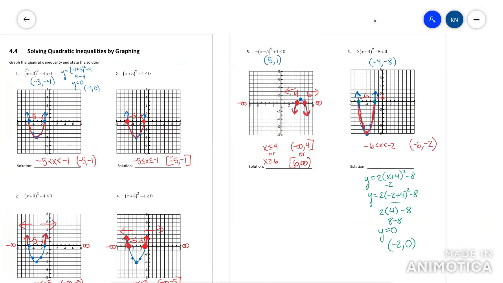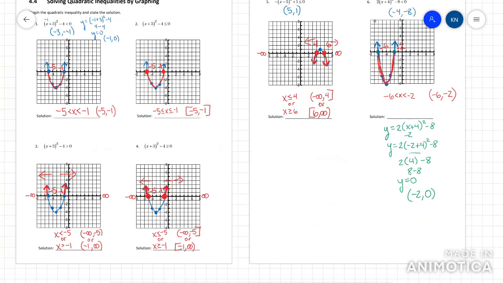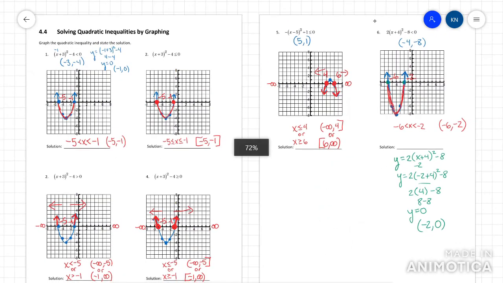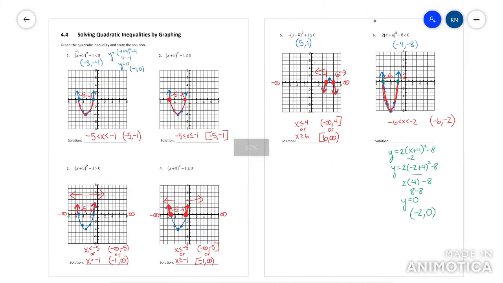So graph your line, figure out what they want, whether they want it greater than or less than 0, and then just answer. You can answer using an inequality or interval form. It does not matter.